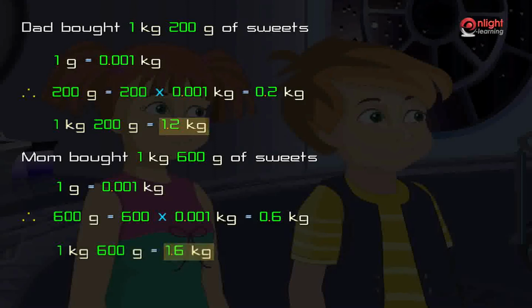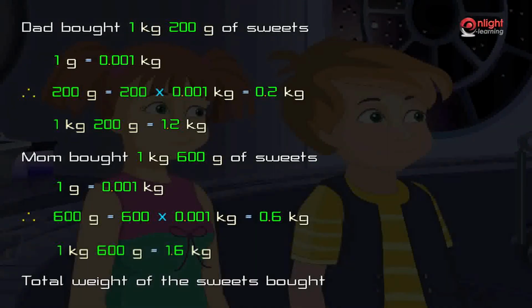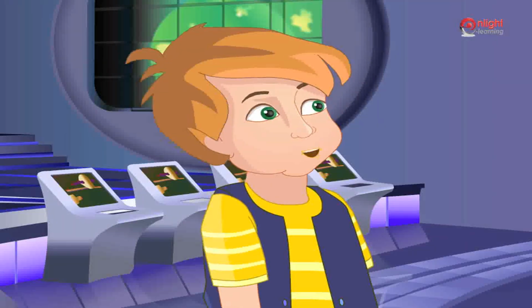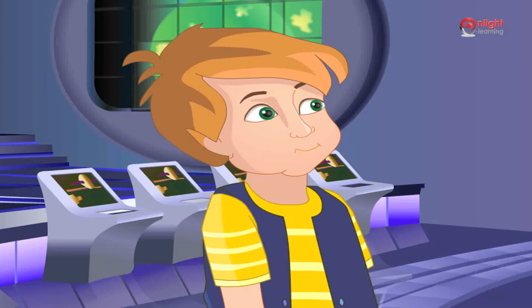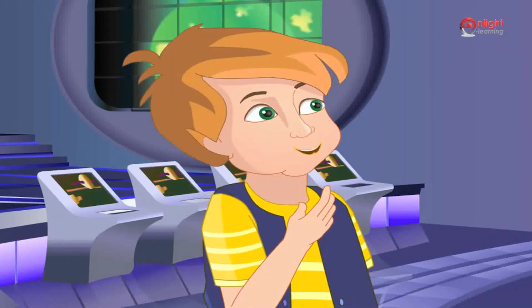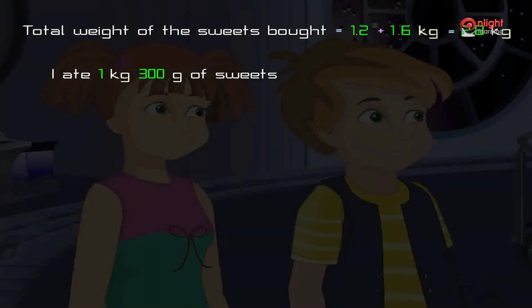As all the quantities are now expressed in a single unit, we can add them up. Hence, total weight of the sweets bought is equal to 1.2 plus 1.6 kilograms. That is equal to 2.8 kilograms. Now I had 1 kilogram 300 grams of sweets. So remaining weight of sweets is equal to total weight minus the weight of sweet I ate. I ate 1 kilogram 300 grams of sweets.